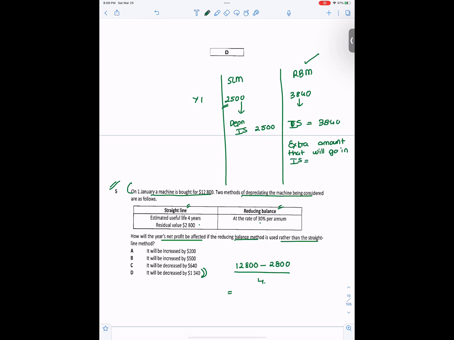1340. Yeah, so it'll be D. That means expense will be overstated by 1340. So the net profit will be decreased by 1340. With me?